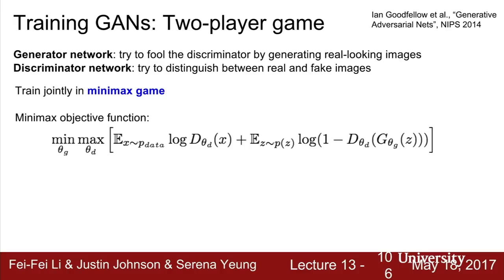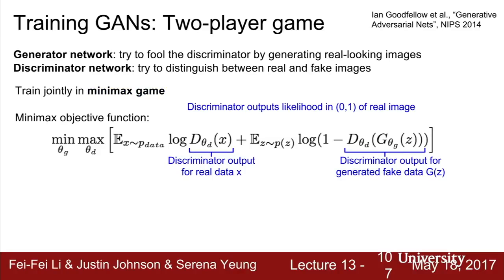Okay, so we have these two players, and we're going to train them jointly in a minimax game formulation. This minimax objective function is what we have here. We're going to take the minimum over theta g, the parameters of our generator network G, and the maximum over theta d, the parameters of our discriminator network D, of this objective, these terms.